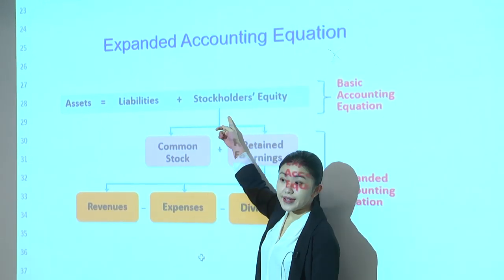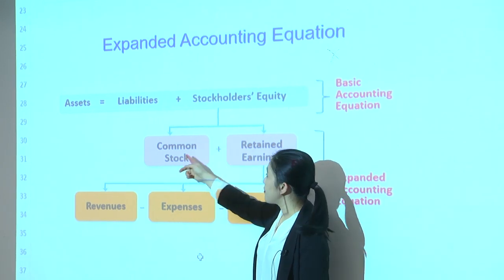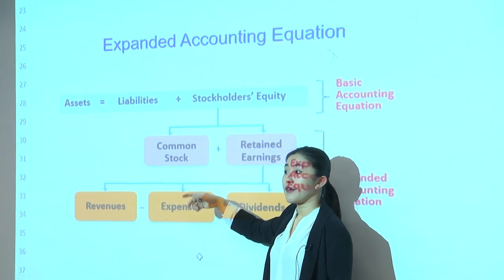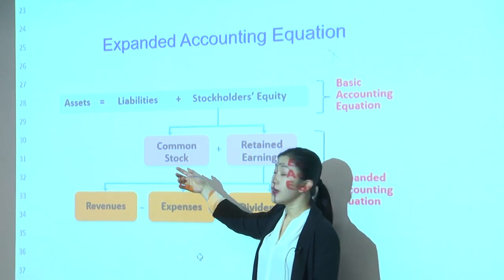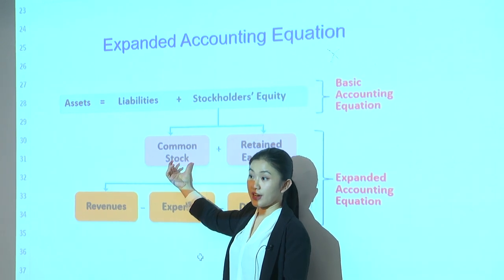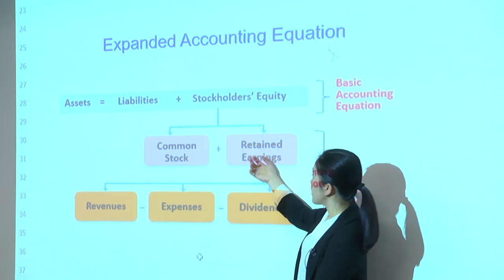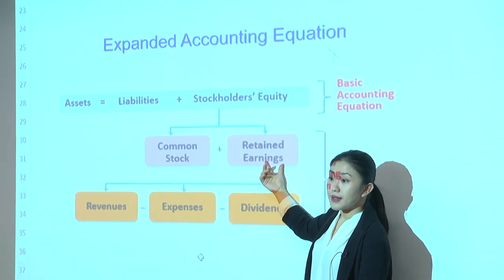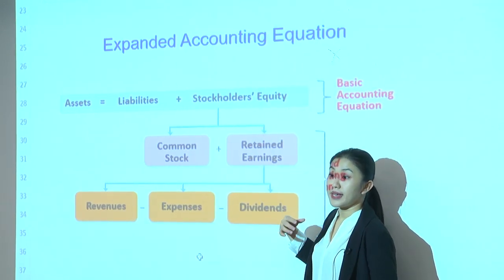And then if we break down the stockholders' equity, on the left-hand side we have the common stock, which is the money we get from the shareholders, so from outside. And after getting the money, they own our stock. They have a share in our company. And the other side is the retained earnings. This is the money generated from the company itself.